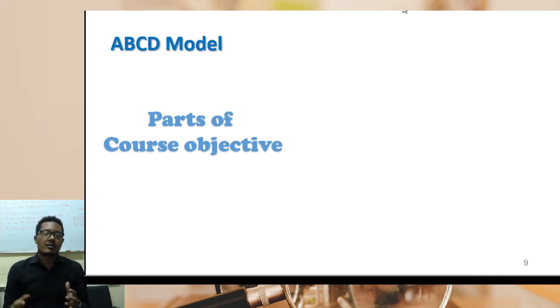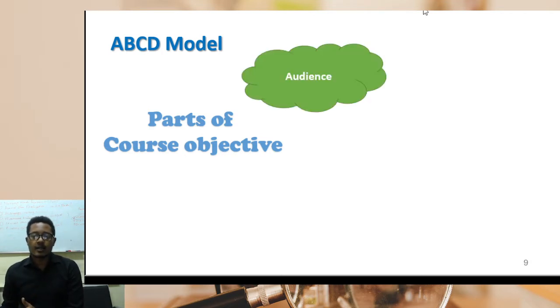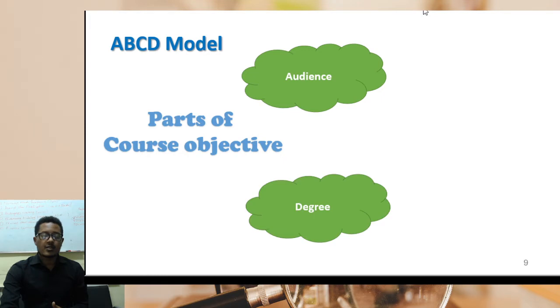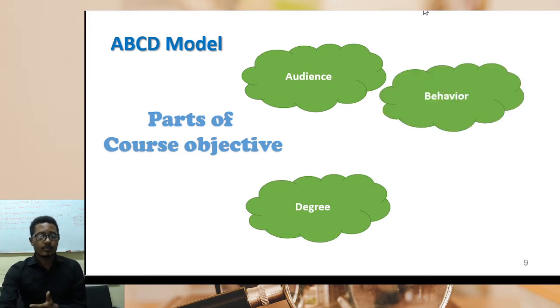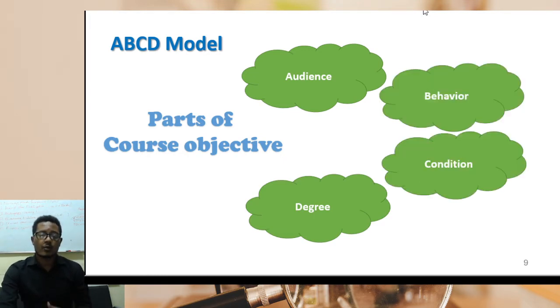In another model, there is also the ABCD model for developing the parts of the course objective. A stands for the audience, meaning the learner in our context. B stands for the expected behavior or expected change. C stands for the condition, and D stands for the degree or level to which the action is going to be performed.